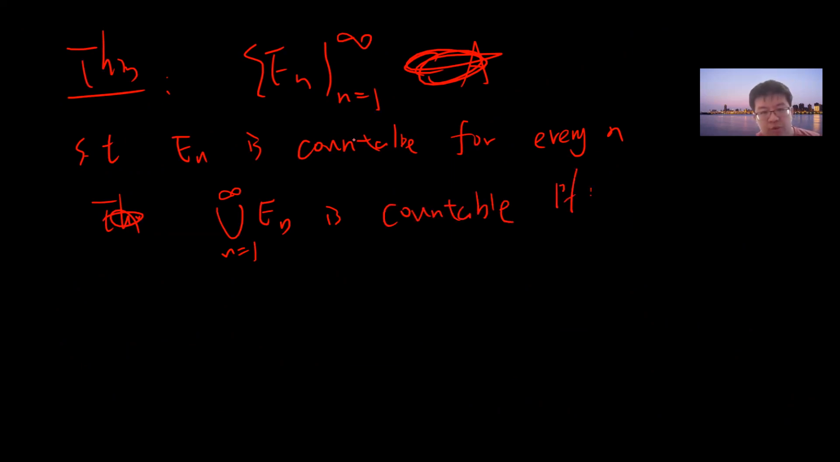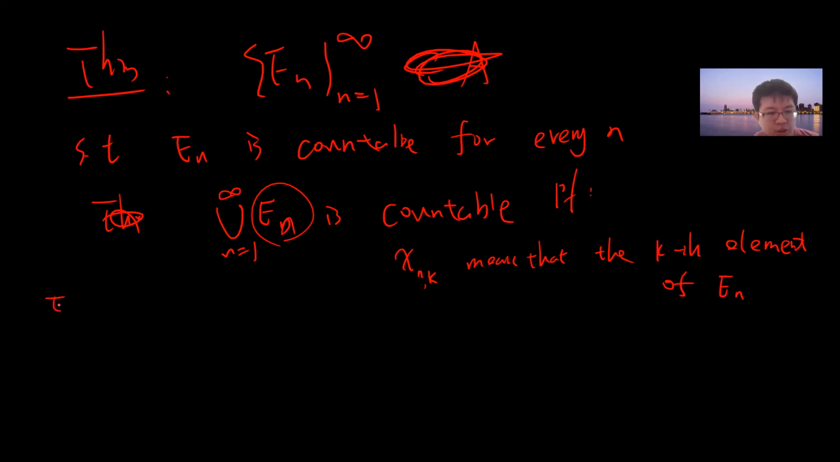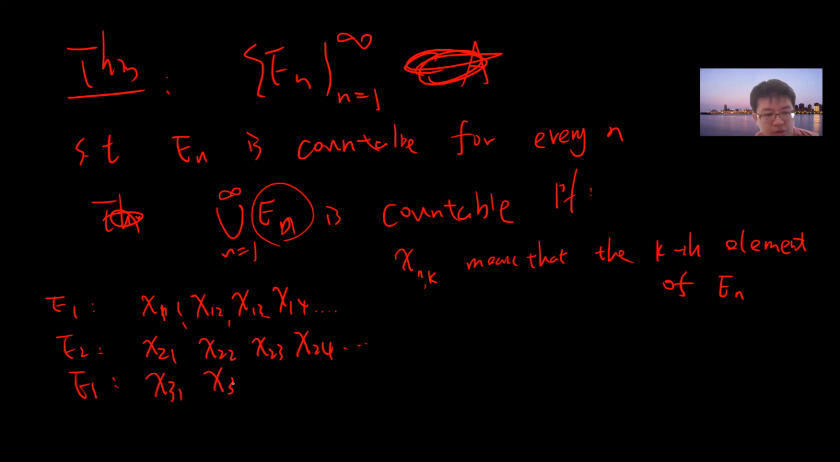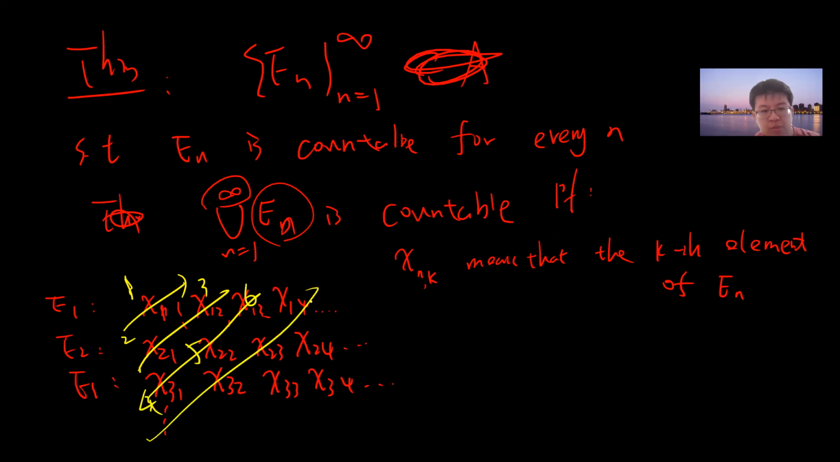Proof is very easy. I use x_{nk} to label the k-th element of E_n. So E1 has elements x_{11}, x_{12}, x_{13}, x_{14}, and E2 has x_{21}, x_{22}, x_{23}, x_{24}, and E3 has x_{31}, x_{32}, x_{33}, x_{34}. I keep going. You can say it's infinite, but it's fine, I can always count it. The way I count is I start from this one as 1, these two are 2, 3, and then these are 4, 5, 6, and I keep going.